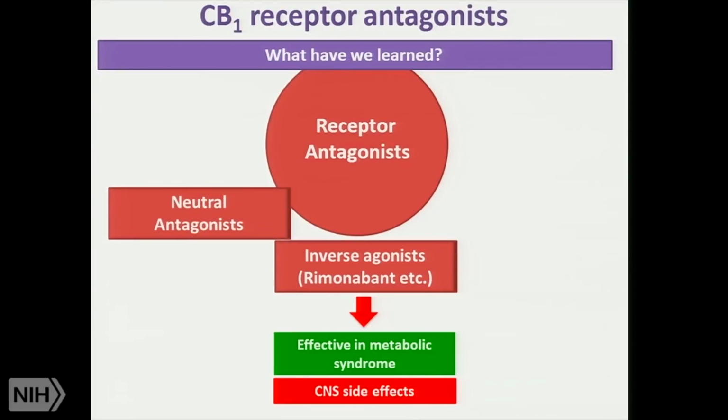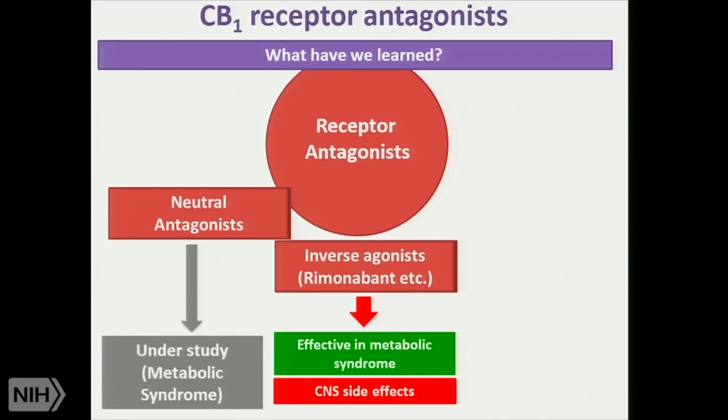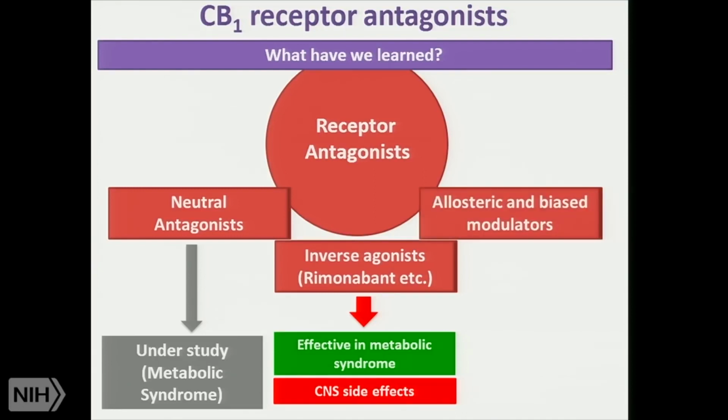What about neutral antagonists? Neutral antagonists are, of course, more moderate in their action because they do not force the receptor into an inactive state. They kind of block the receptor, prevent the receptor from being activated. And there are studies ongoing on neutral antagonists, but we still have precious few such compounds, and more work is needed there. What about allosteric and biased modulators?